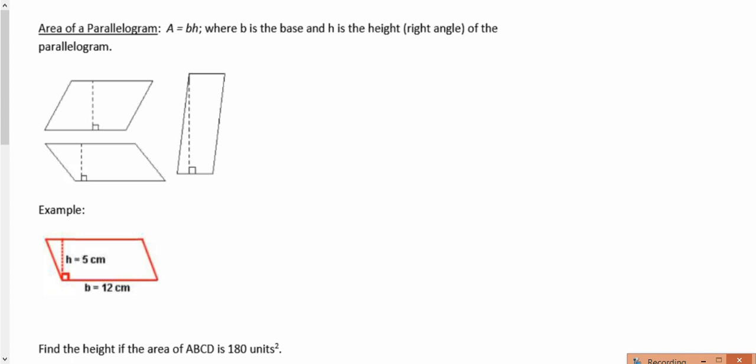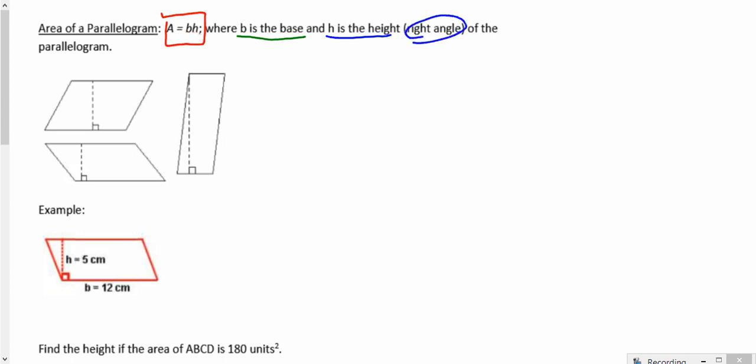Section 1, Video 2. Now we're looking at the area of a parallelogram. And again, we're going to give you a very general formula where B is the base and H is the height. And that's all we need. We don't need to take it times a half or anything. But do remember that the height must be at a right angle.